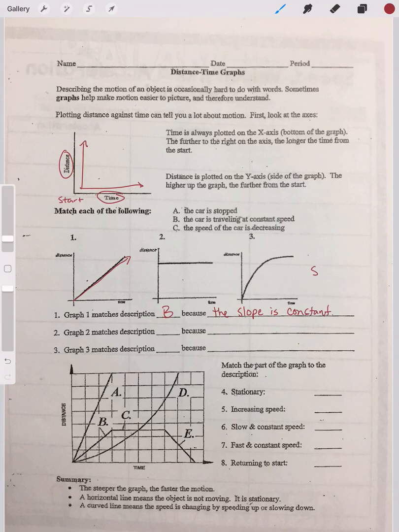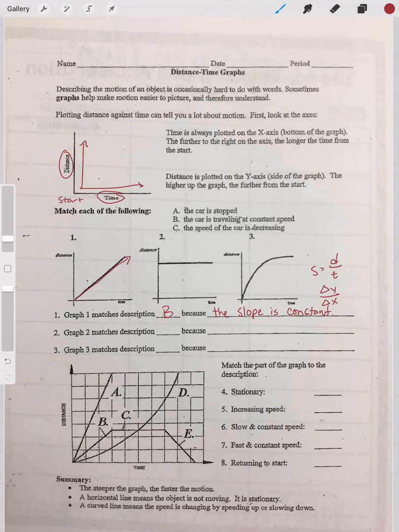Speed is just distance over time. And just like in math class when you talked about slope, it's a change in y over a change in x. So if our distance doesn't change in the interval of time, the slope is constant, therefore the speed is constant.